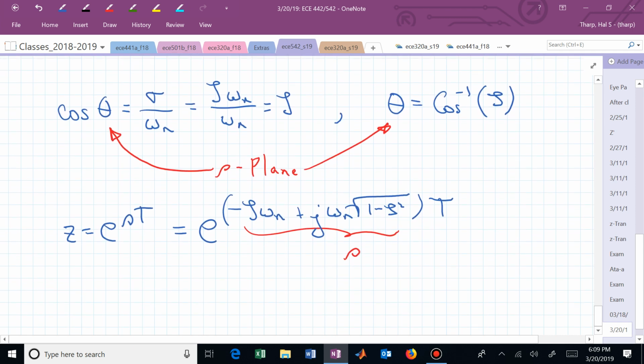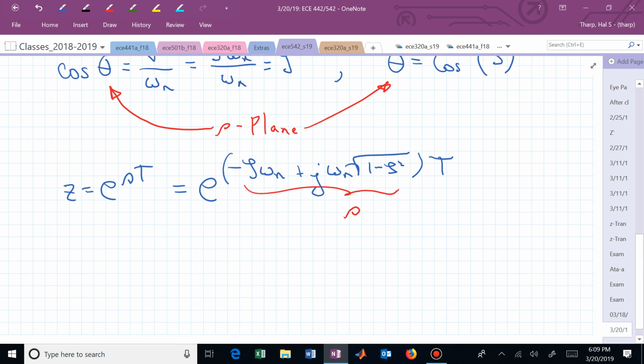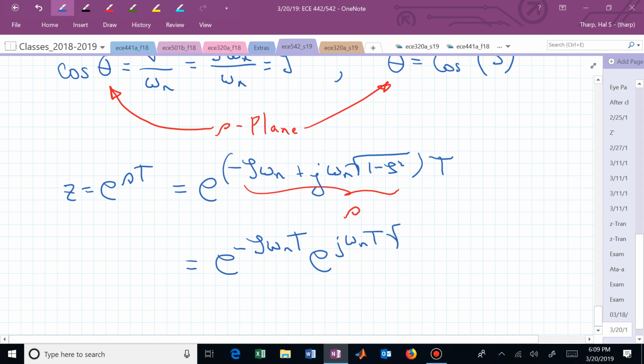Let's now distribute the T into both pieces and separate that exponent into a product of exponents. This is now e to the minus zeta omega sub n T times e to the j omega sub n T square root of 1 minus zeta squared.